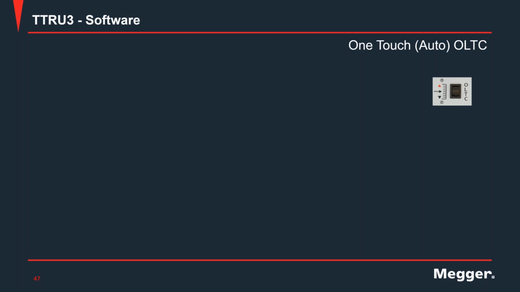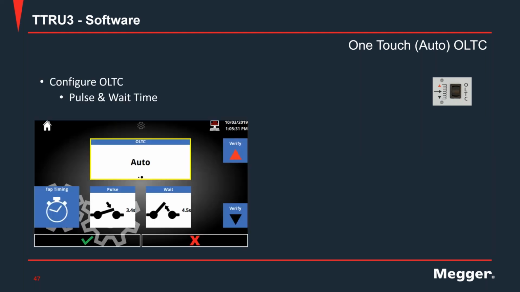But with the one touch OLTC, you have two ways to configure it. The first one is just by manually indicating to the software what the pulse time and the wait time are for your tap change. The pulse time refers to how long the TTR will maintain the pulse to change the position of the tap changer, either up or down. And the wait time is how long the tap changer will take to go from one position to the other. So that is the manual way of configuring the timing of the tap.